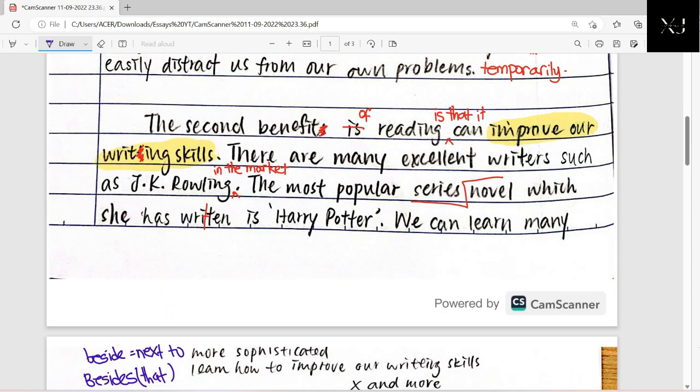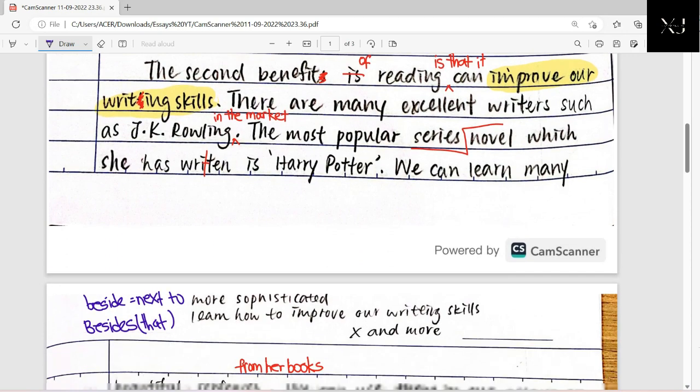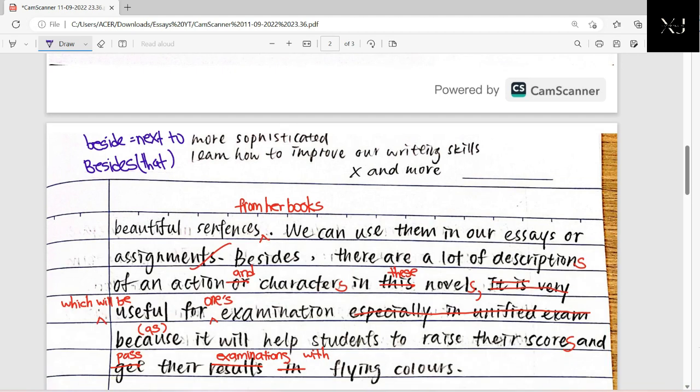And let's take a look at her second point. The second benefit of reading is that it can improve our writing skills. There are many excellent writers such as J.K. Rowling in the market. The most popular novel series which she has written is Harry Potter. We can learn many beautiful sentences from her books. We can use them in our essays or assignments. Besides, there are a lot of descriptions of an action and characters in these novels, which will be useful for one's examination, as it will help students to raise their scores and pass their examinations with flying colors.